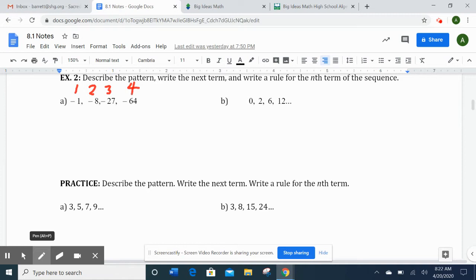So if they said, look at this list of numbers, find the 20th term, I don't want to have to go, well, first I have to add 2, 20 times. I want to be able to write a rule.